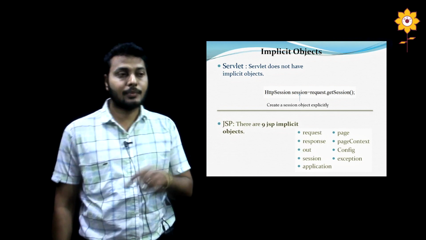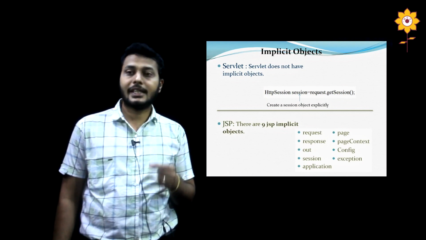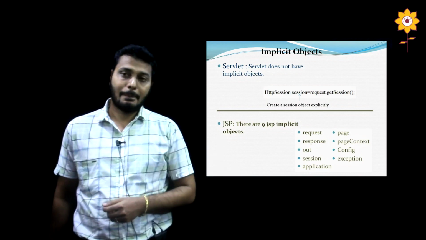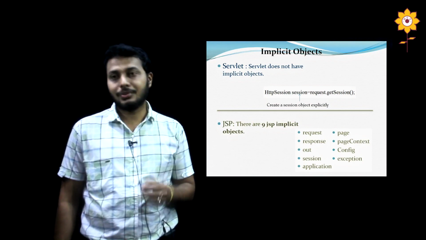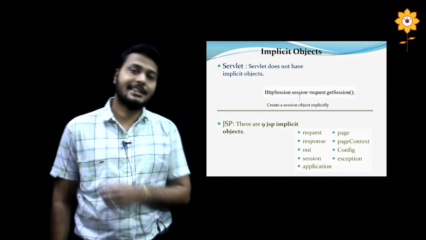But when I go into the JSP code, JSP already has 9 implicit objects, and the list of the objects is there: request, response, out, session, application, page, page context, config and exception.